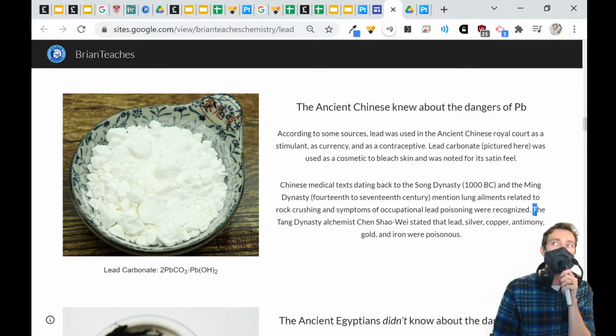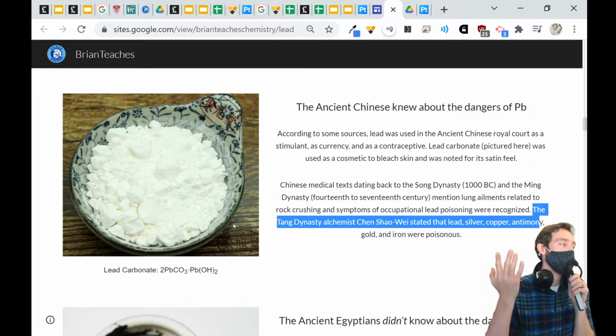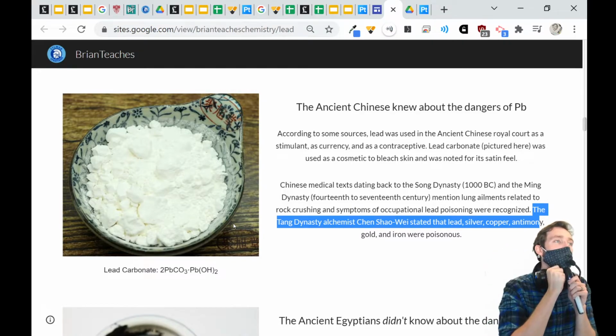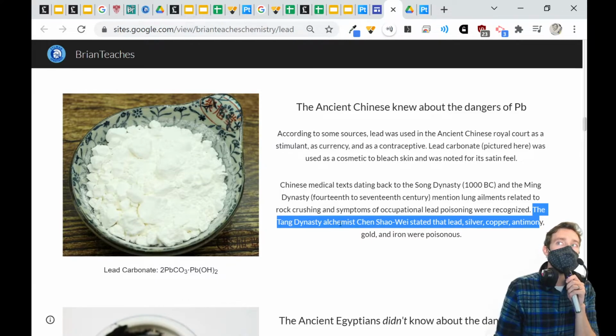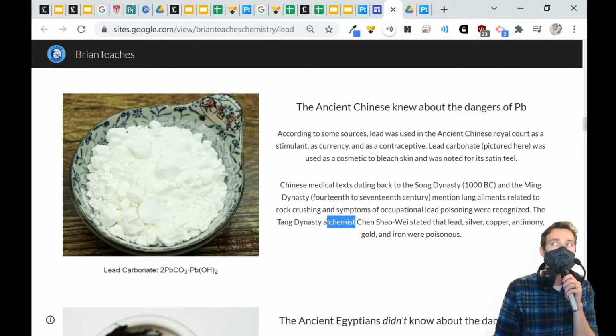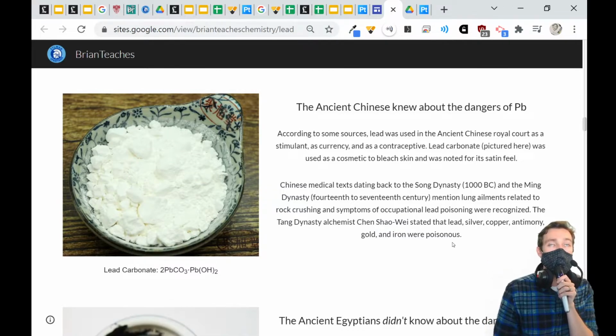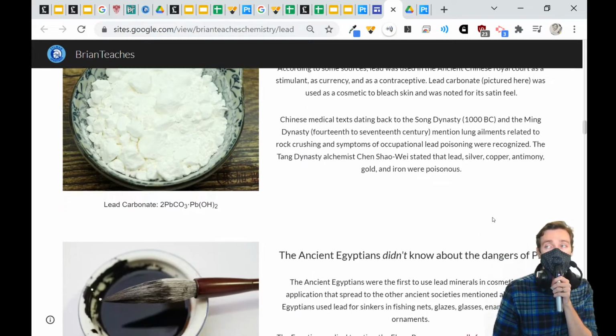There was an alchemist, and alchemy is basically like magic chemistry. It's not real, but still, if you were a famous alchemist, you probably were pretty important. And this famous alchemist was saying lead, silver, copper, antimony, gold, these are all poisonous. And they were, and he knew.